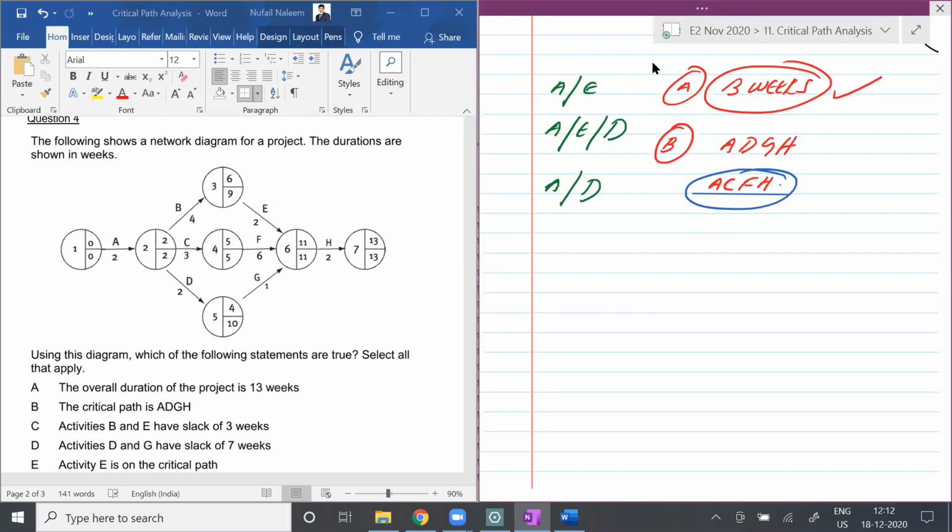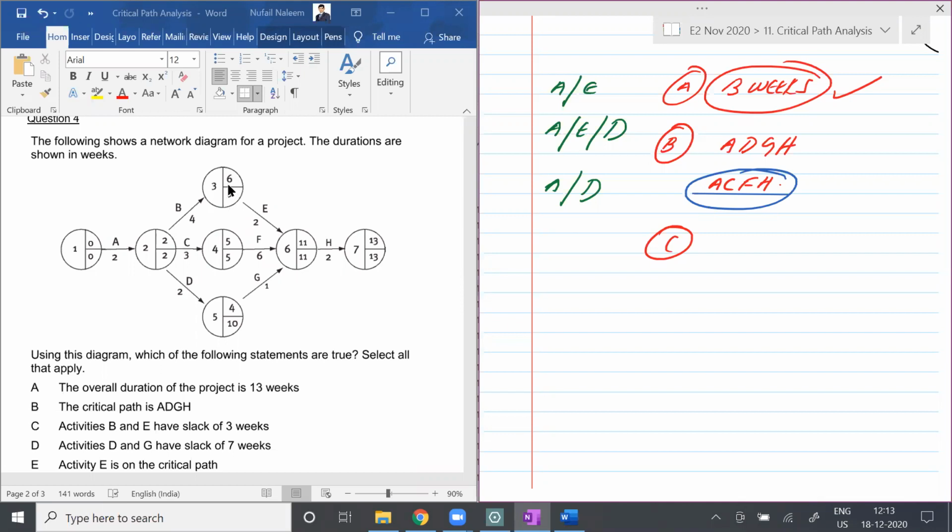Now can I come to option C, yes or no, students? Option C says activities B and E have a slack of how many weeks? 3 weeks. If you observe B, 2 weeks should be taken, so 2 plus 4 is 6. The earliest time for B to complete is 6, but the latest time is 9. So 9 minus 6, what is the slack? 3. That's clear, no, students?